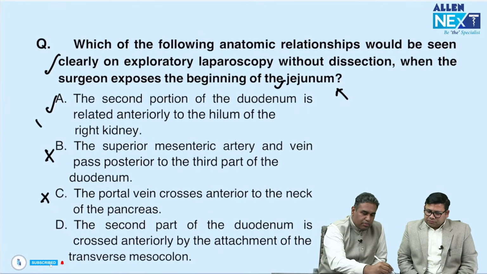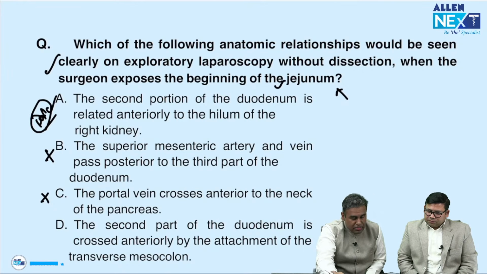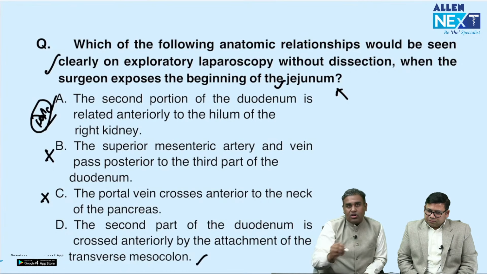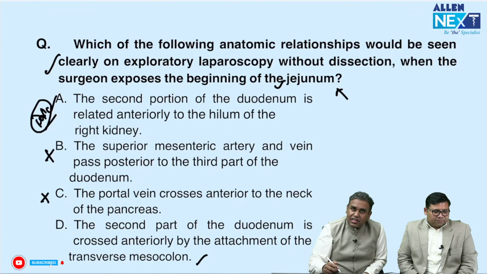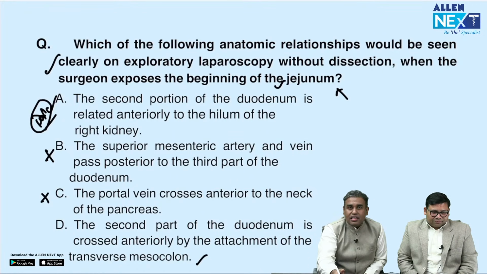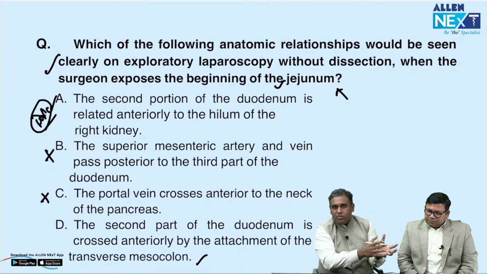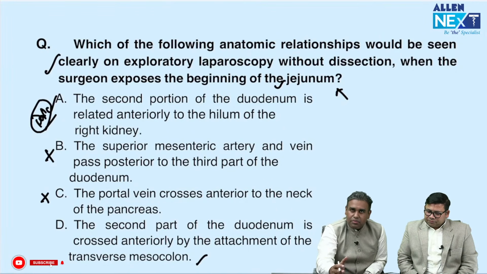So they are actually lying posteriorly. Let's see the last option. The second part of the duodenum is crossed anteriorly by the attachment of the transverse mesocolon. Now this transverse mesocolon, we all should know, is attaching the transverse colon, and the root is attached in front of the second part of the duodenum and the pancreas. It goes from nearly the lower pole of the right kidney to the lower pole of the left kidney. That is the approximate location.